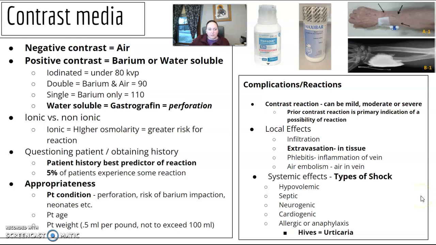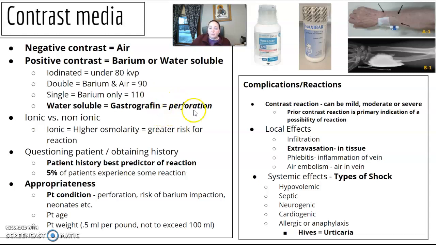So contrast media, terms for contrast media, negative versus positive. Just remember your negative contrast is air. Positive contrast would be barium or water soluble, so it has to involve a contrast. kVp for the different ones, so iodinated contrast will be lower, under 80 kVp. If you're doing a double contrast enema with barium and air, you can stay around 90 kV, and then a single, which is barium only, will be at 110.